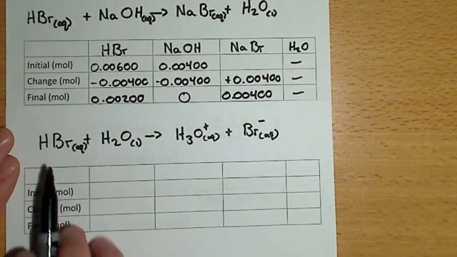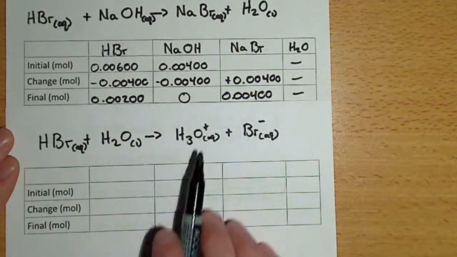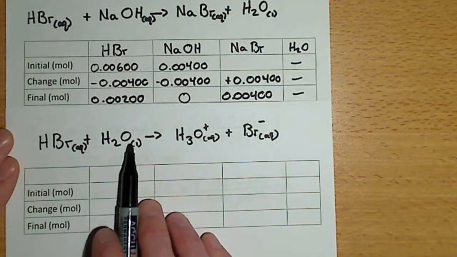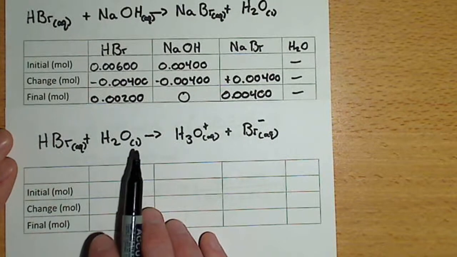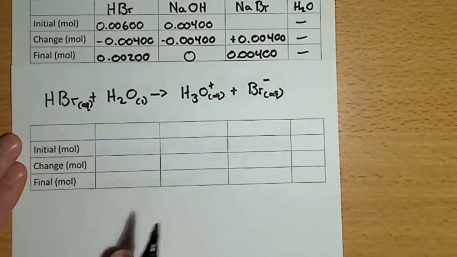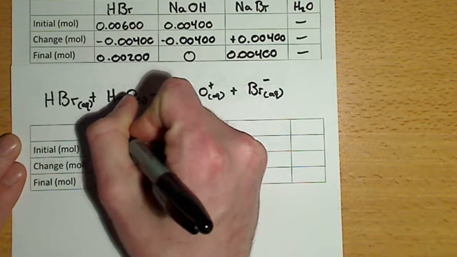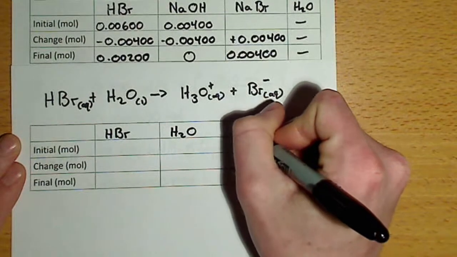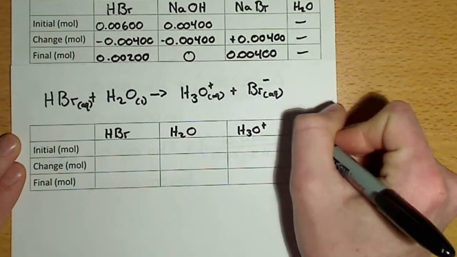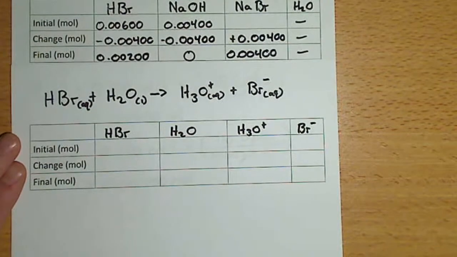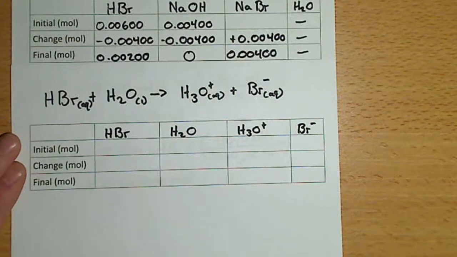Because we're in solution, my hydrobromic acid is aqueous, my hydronium ions are aqueous, as well as my bromide ions. However, water can be written in liquid form. I'm now going to fill in my new ICF table and determine how many moles of hydronium ion are produced. Because water is in excess, we do not need to consider its molar amounts, and I will cross it out.